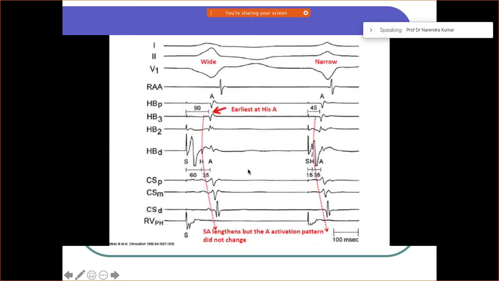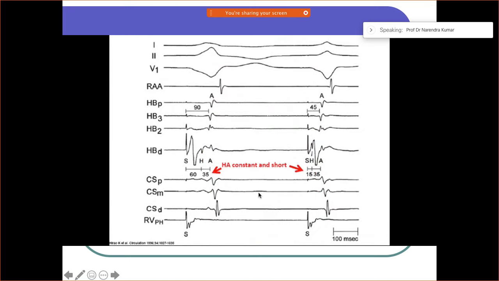Look carefully over here. So this is again another pacing maneuver, but what pacing instance has been happening? The his is already marked. His is a little bit far away. His gets enrolled, and that is the other reason as well. The second beat is narrow, so the SA tends to lengthen, but without changing the pattern.